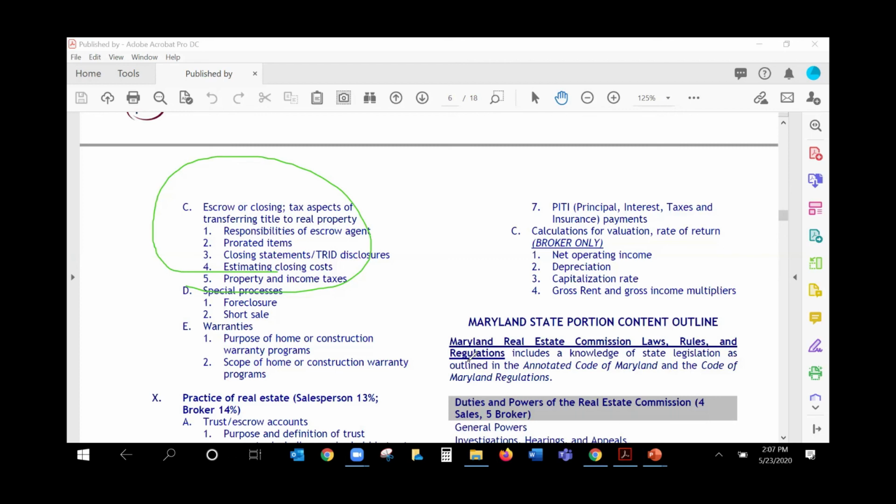The second thing you need to know is on the 2nd paragraph, the only money they can collect up front is for the credit report. So 2nd paragraph, the 1st sentence: the only fee the lender may collect is the fee for the credit report.